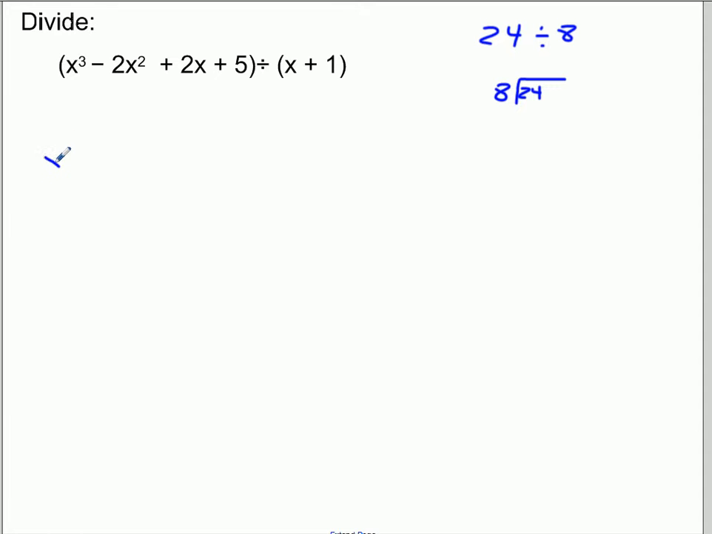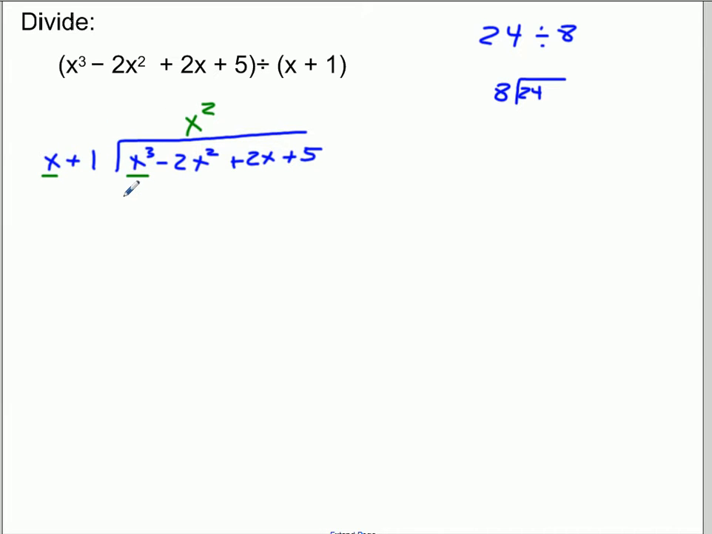So I want to see how many times x plus 1, that binomial, goes into this larger polynomial, x to the third minus 2x squared plus 2x plus 5. Well, to start out, I'm going to ask myself how many times does x go into x to the third? And we know that it goes in x squared times, because x squared times x is x to the third. Once I've determined that, I'm going to multiply x squared by x plus 1.